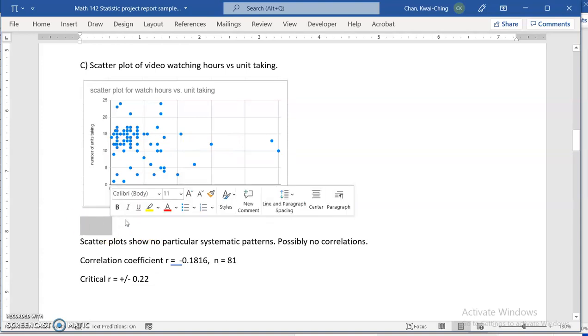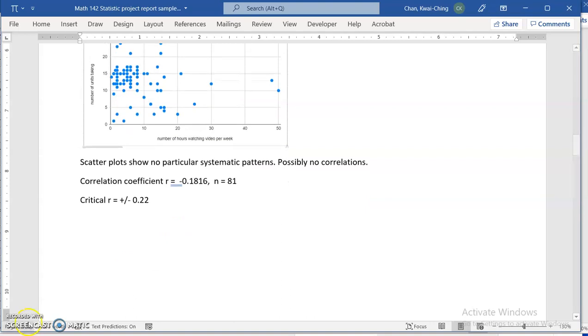So that is the data summary part of the report. So in the next video, I'll talk about how to do statistical analysis.